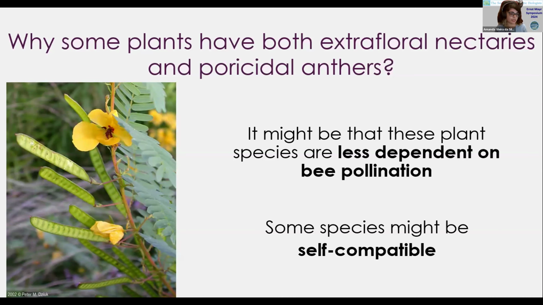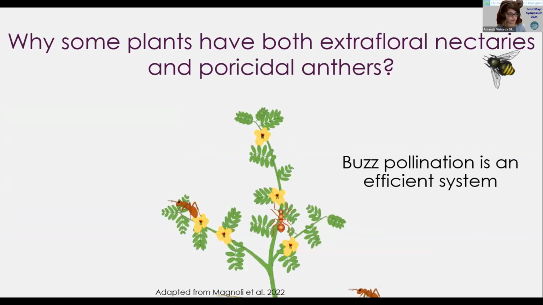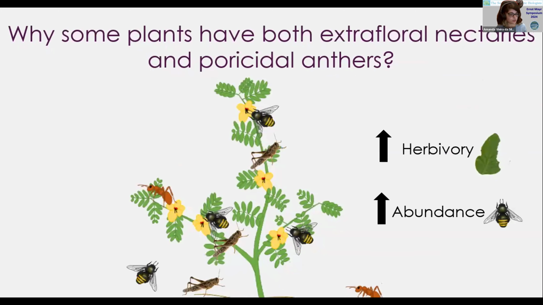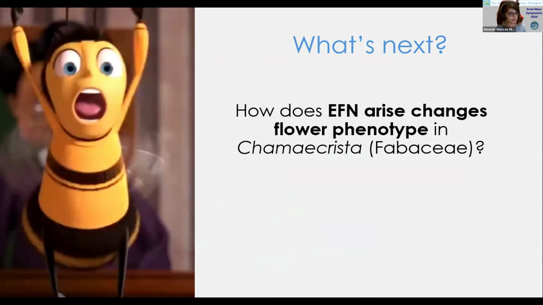I will talk about three hypotheses. The first one is that these plants might be less dependent on bee pollination. For instance, they might be self-compatible. Maybe the buzz pollination is an efficient system, and even if there is a conflict between ants and bees, short visits could be enough to pollinate the flower and generate some seed set. And also maybe these traits arise in some environments, like the environments with a high herbivory pressure, but also with a high abundance of bees. And I'm going to study this hypothesis in the future.